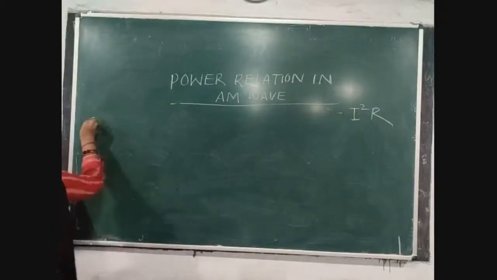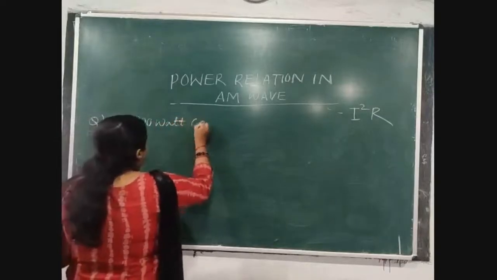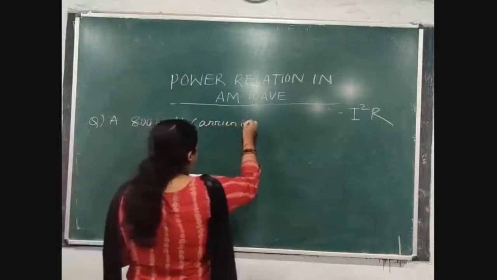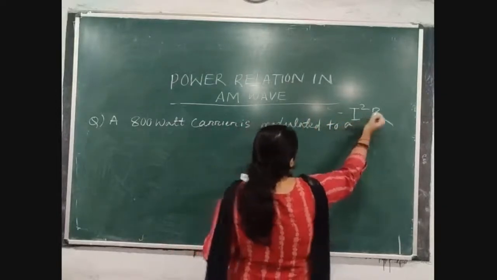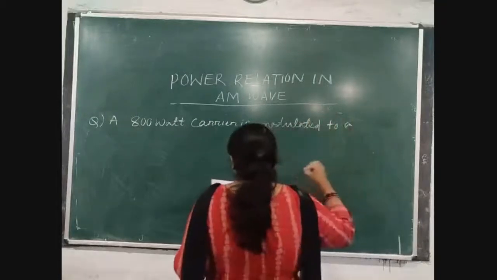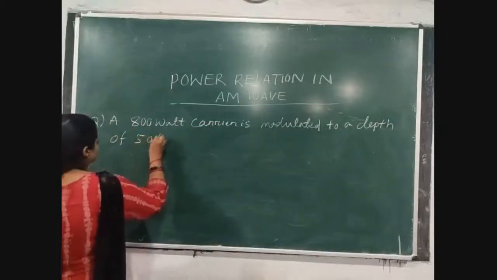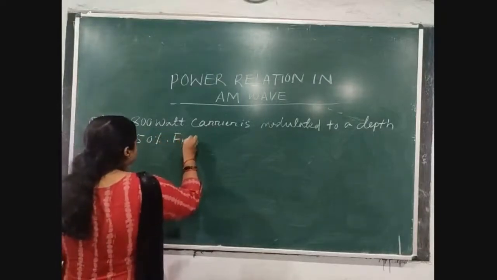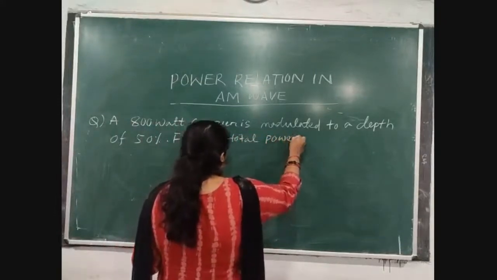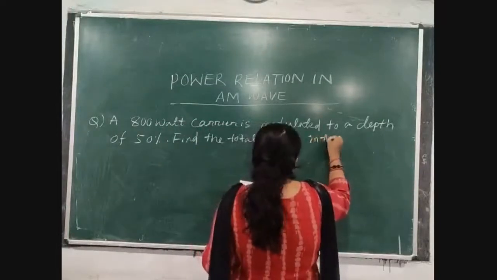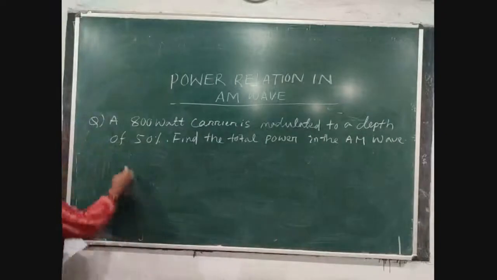So first problem. A 800 watt carrier is modulated to a depth of 50%. Find the total power in the AM wave.